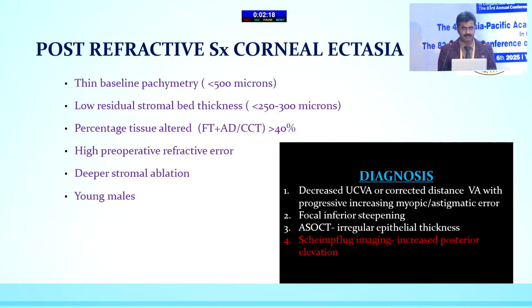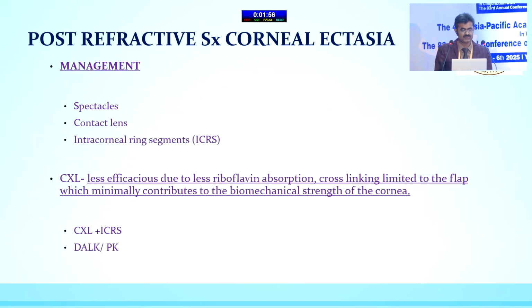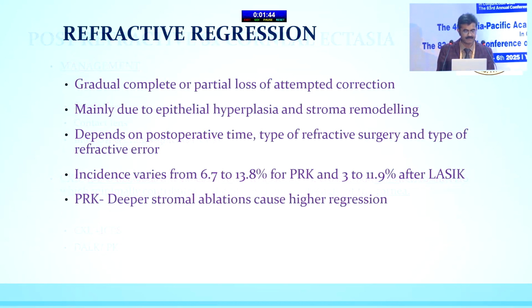So if you keep all these things in mind, you won't find regressions, because these things can be monitored by a decreased uncorrected visual acuity or a focal inferior steepening or irregular epithelial thickness, which Dr. Gayatri had shown in the initial slide on AIOS 2025. So if corneal ectasia is seen, the management is there. Now, you won't like to go in for this after doing a refractive correction in any patient to manage a corneal ectasia. You would like to prevent that.